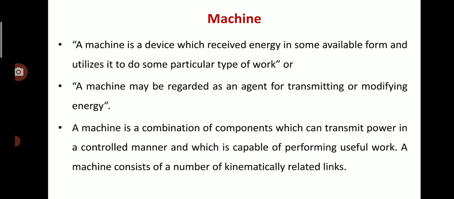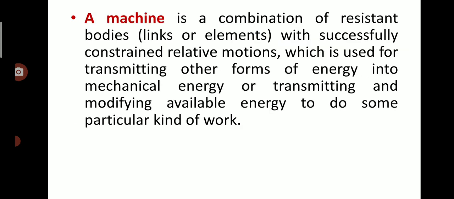A machine may be regarded as an agent for transmitting or modifying energy. A machine is a combination of components which can transmit power in a controlled manner and which is capable of performing useful work. A machine consists of a number of kinematically related links. So, a machine is a combination of resistant bodies with constrained relative motions, which is used for transforming other forms of energy into mechanical energy, or transmitting and modifying available energy to do some particular kind of work.